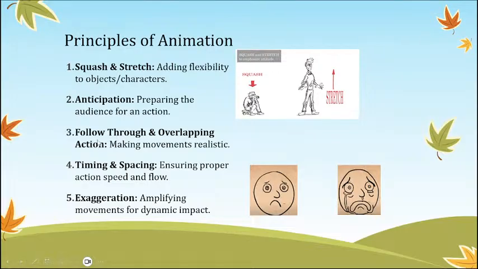Now the third one is follow through and overlapping. That means if one person is walking, there is a walking pattern. We call it a walk cycle. The arms should move smoothly when you do a walk.